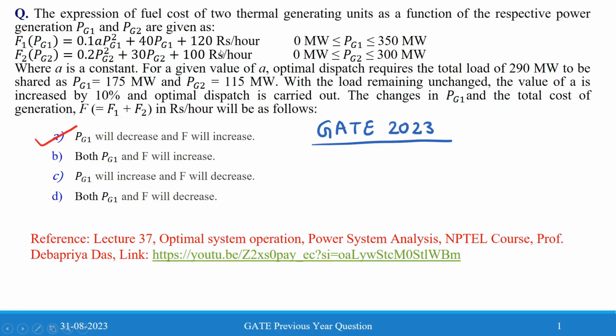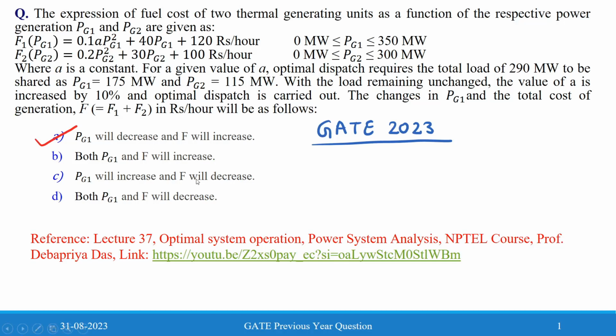Here A is a constant. For the given value of A, optimal dispatch requires the total load of 290 megawatt to be shared, with Pg1 equal to 175 megawatt and Pg2 equal to 115 megawatt. With the load remaining unchanged, the value of A is increased by 10% and optimal dispatch is carried out. The change in Pg1 and total cost of generation F in rupees per hour will be as follows, and the options are given below.